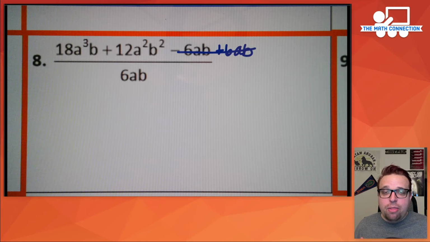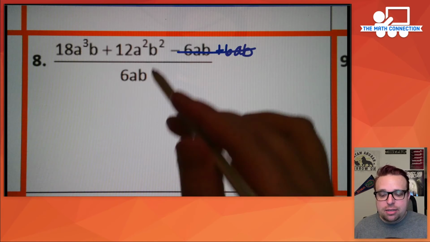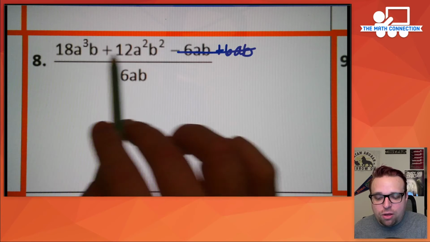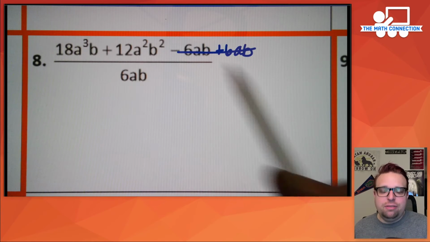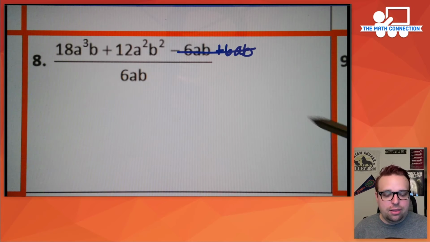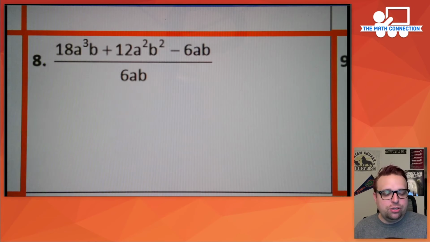If I had minus 6ab and plus 6ab here, yeah, they would cancel, because subtraction and addition cancel. But subtraction of 6ab with all these other terms, and then you divide it by 6ab, that doesn't work. It doesn't cancel out. That's not the opposite operation.